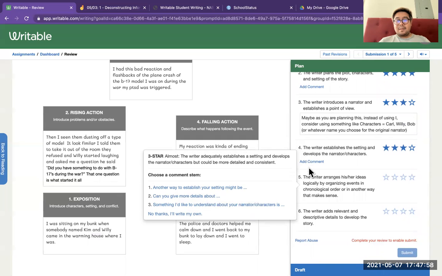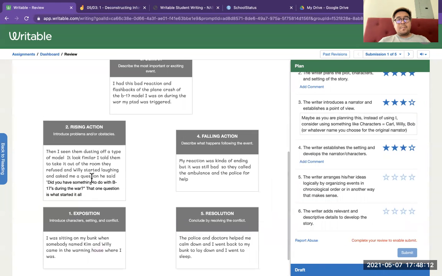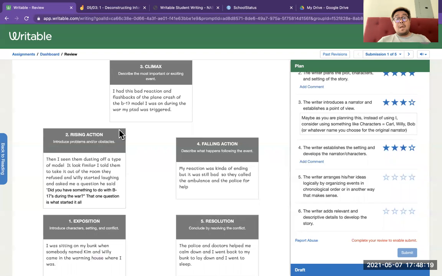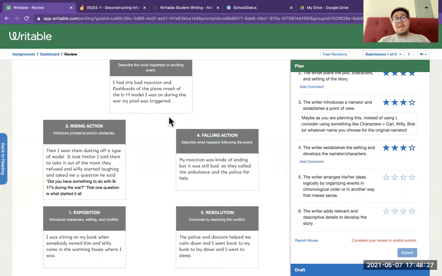Now here's something that scares me a little bit. Right. So far, 1, 2, and 3. There's Carl, Kim, and Willie. The writer puts a direct quote from Willie into Rising Action. That's awesome. And the climax, right? That all makes sense. And Carl's having a bad reaction. Flashbacks, B-17, and so on.